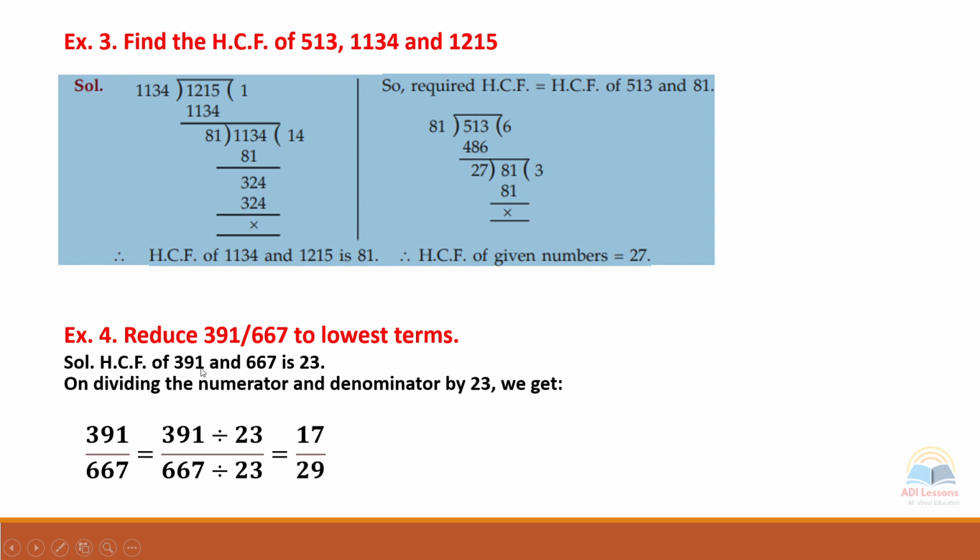HCF of 391 and 667 is 23. On dividing the numerator and the denominator by 23 we get: 391 divided by 23 is 17, and 667 divided by 23 is 29. So the lowest term of 391 by 667 is 17 by 29.